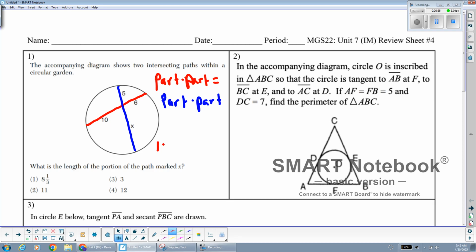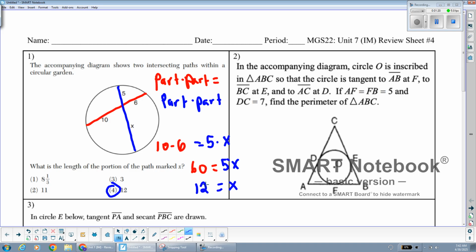So the two parts are 10 and 6. And then the blue chord, the two parts are 5 and x. So we have 60 is equal to 5x. And then if we divide, we have 12 as our x value.